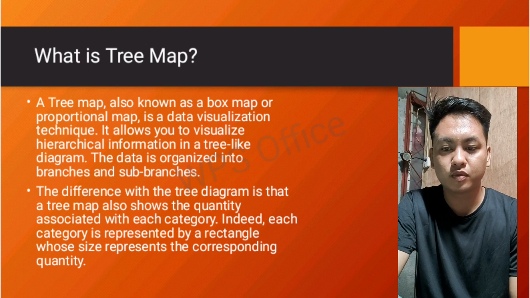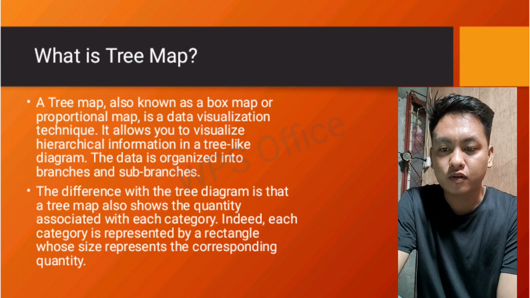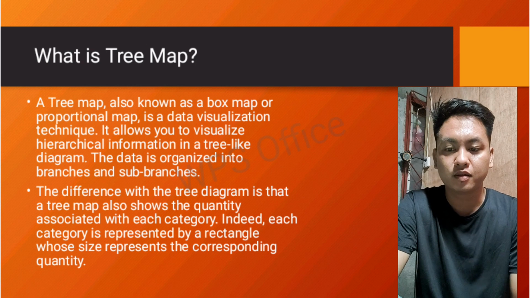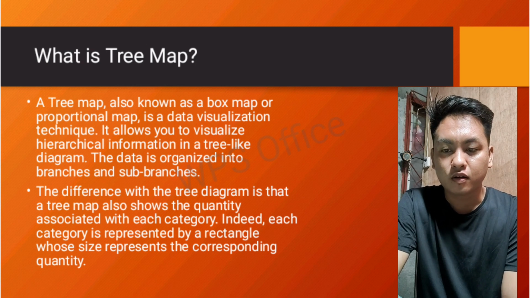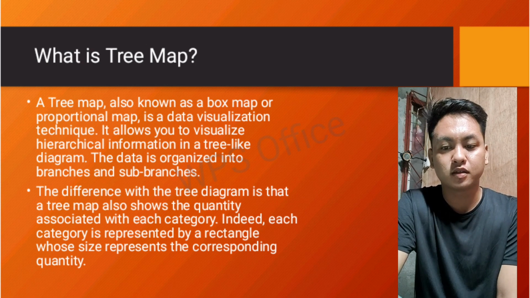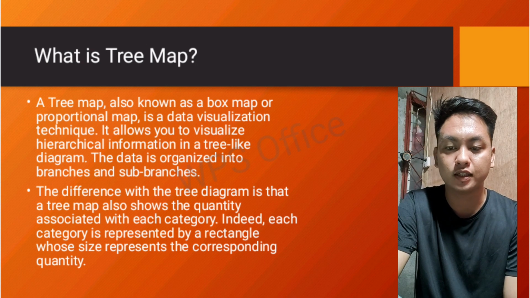The difference with the tree diagram is that a tree map also shows the quantity associated with each category. Indeed, each category is represented by a rectangle whose size represents the corresponding quantity.